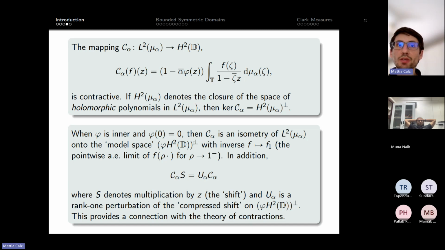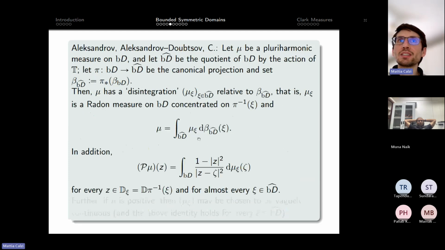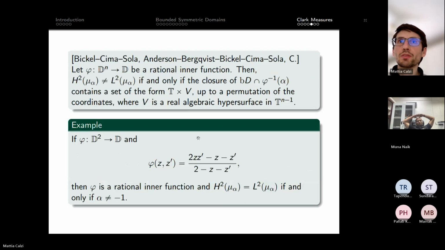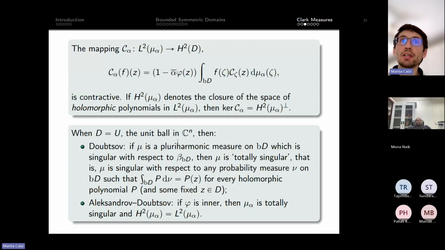So you take an inner function, which again acts as an isometry on H2. And so this object here is a closed subspace. And if you take the orthogonal complement in H2, you get the large model space. And in this situation, for the case of the unit ball specifically, this mapping here is an isometry of L2 of mu alpha onto that large model space.